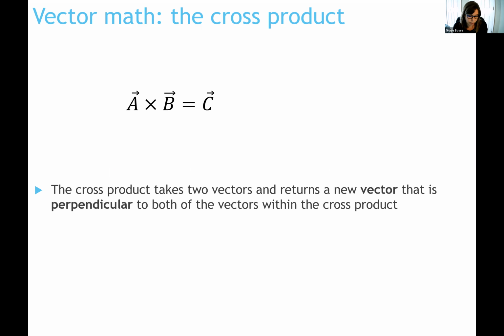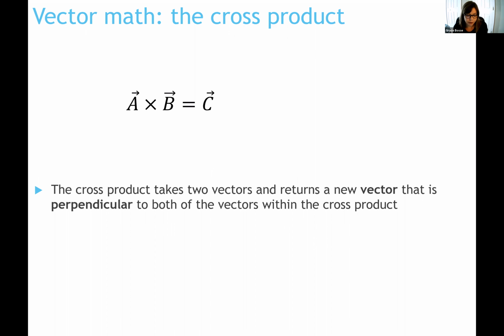So the definition of the cross product is that it's a vector math operation that takes two vectors, crosses them, and the result is a new vector that is perpendicular to both of the vectors that were in the cross product. So in this case, I have A cross B. So vector A crossed with vector B. And the result I'm calling vector C. So notice that the cross product takes two vectors, crosses them, and returns a new vector.